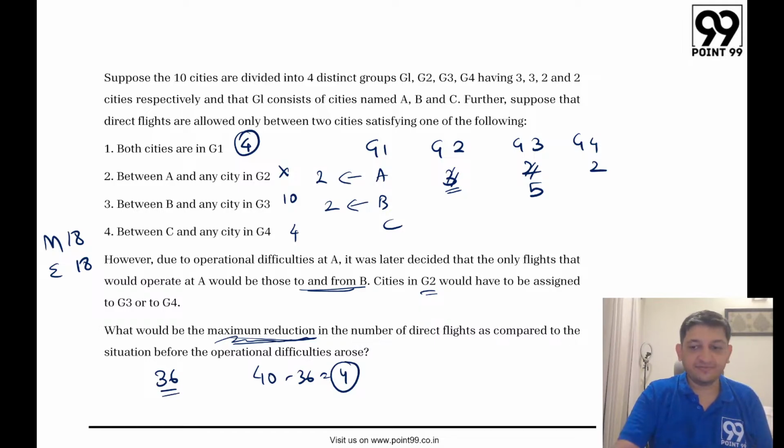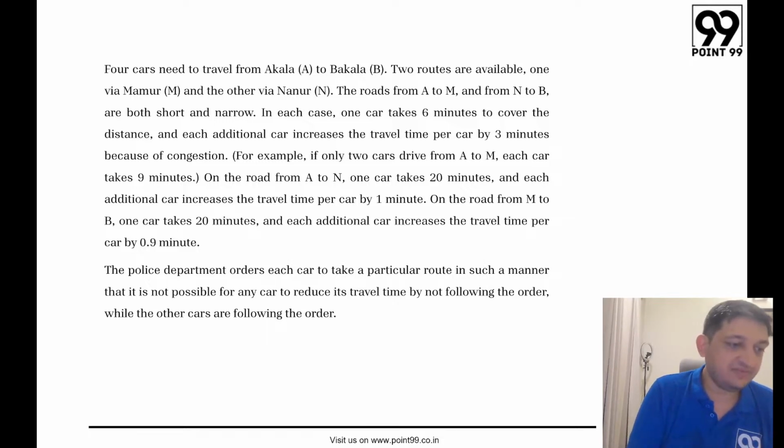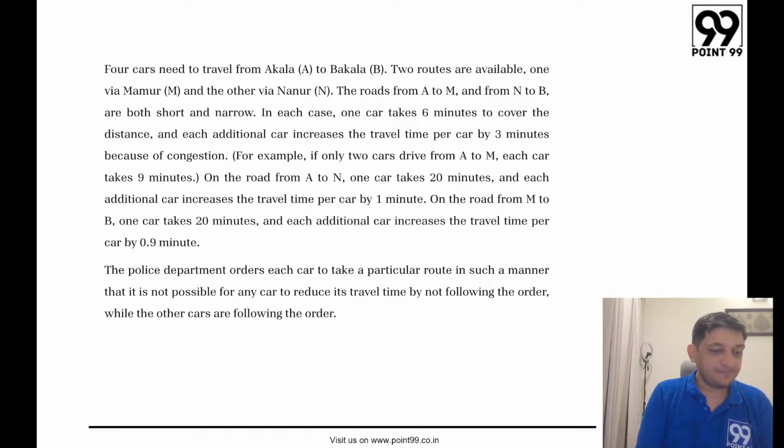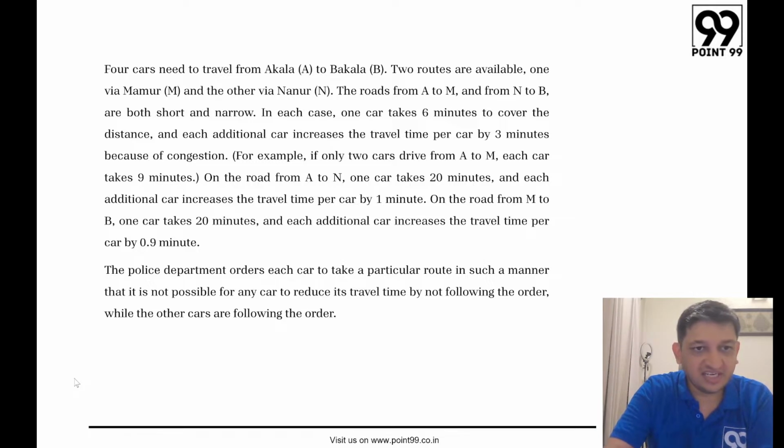I'll just show the second set for the benefit of people who are going to attempt that. But in case there's any doubt in the first set, let me know. I'll stay on this set for another 3 minutes or so. So at 8:35 or so, we will start with the second set as well. But this is basically what the second set looks like. So Akala to Bakala, there are 4 cars. Mamur and Nanur are 2 junctions that are available. I'll do one small thing. I'll hide a couple of slides so that you don't see them, because those will be useful when we are solving the set. Okay.